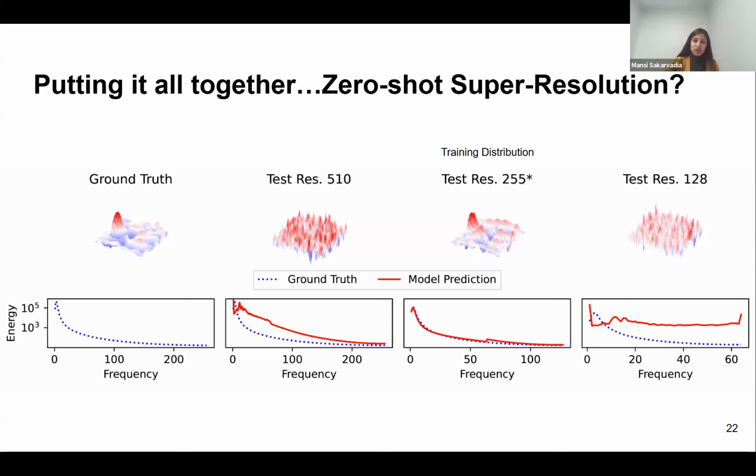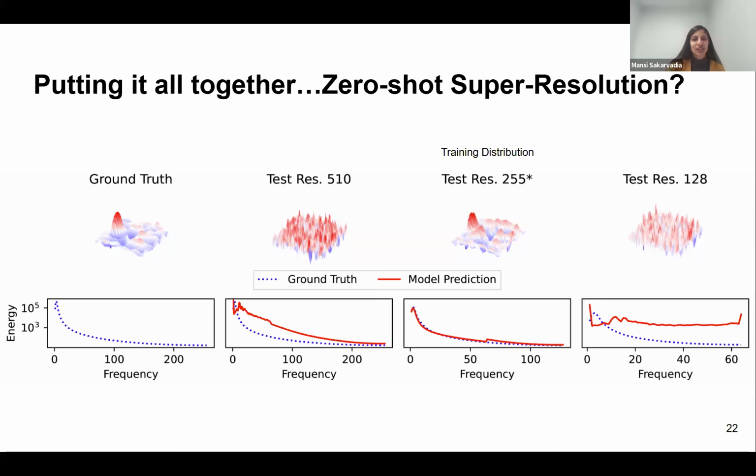And I assess if a model trained at resolution 255 can generalize to settings of resolution 510 and even lower resolutions at 128. And what we concretely see is actually a failure to generalize. We're noticing high frequency artifacts in both of these out of distribution resolutions. And even concretely in the predicted energy spectra, we see the model's predicted energy spectra usually allocates higher energy than is actually present in the ground truth of what the model should be predicting.